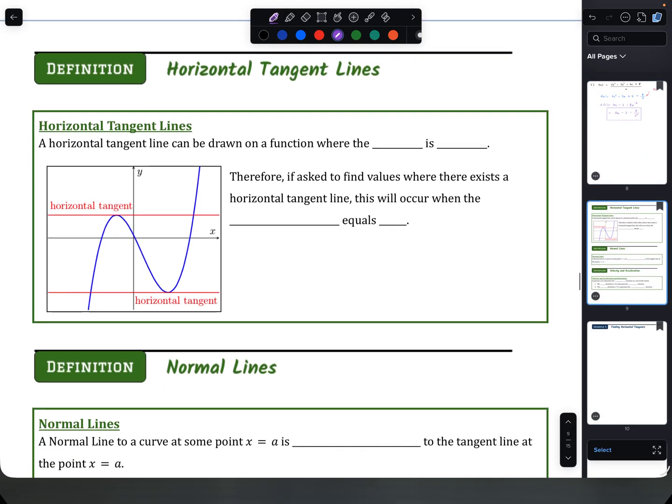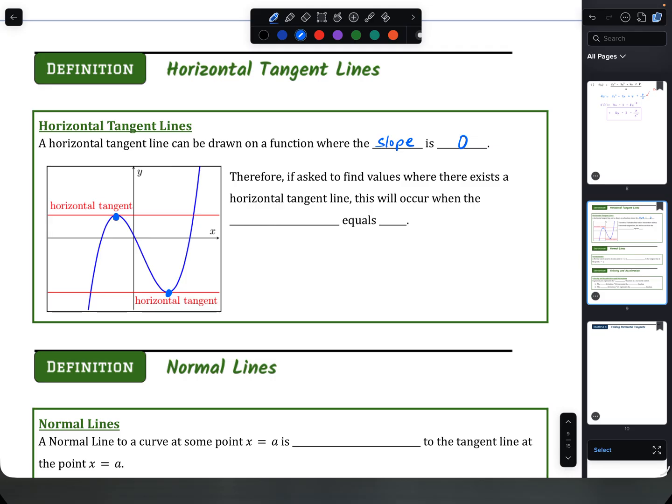All right, next idea, horizontal tangent lines. So remember, horizontal lines look like this. If I asked you guys to find the slope of this line, m would equal 0. So a horizontal tangent line is any point on the graph where the slope is 0. So here's a horizontal tangent, here's a horizontal tangent.